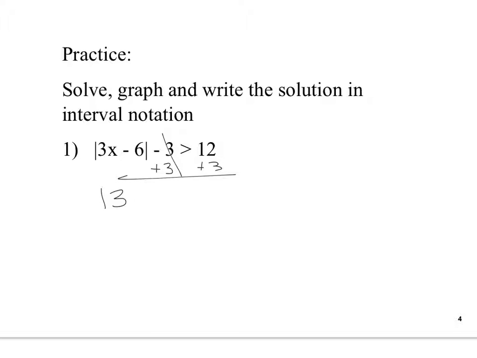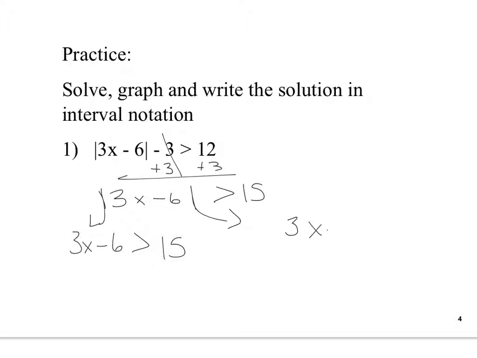So we have the absolute value of 3x minus 6 is greater than 15. So the absolute value has to be bigger than 15. So the distance from 0 has to be bigger than 15. That means, like the last one that we did, the values are going to go outside the spots. So 3x minus 6 is greater than 15, and 3x minus 6 is less than negative 15. Solve each one of these.